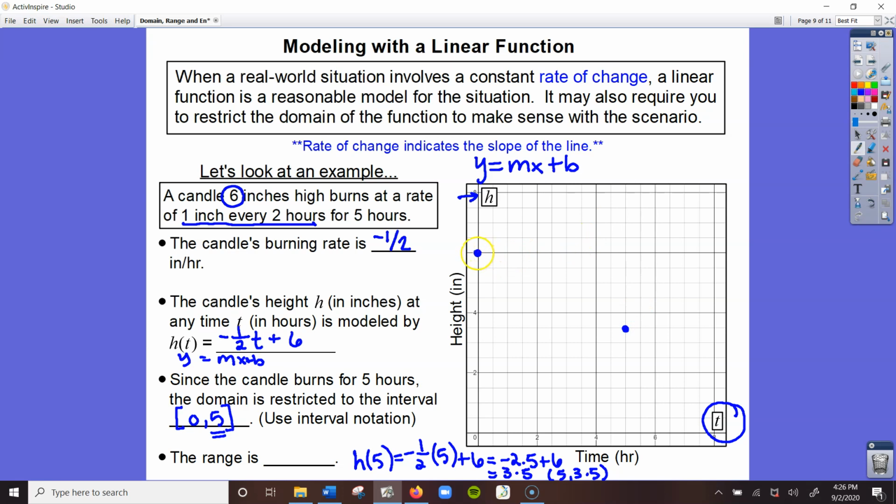And then I could connect my dots here. Oops, I went off a little bit, but that would be your line. Now we would see what the range would be.